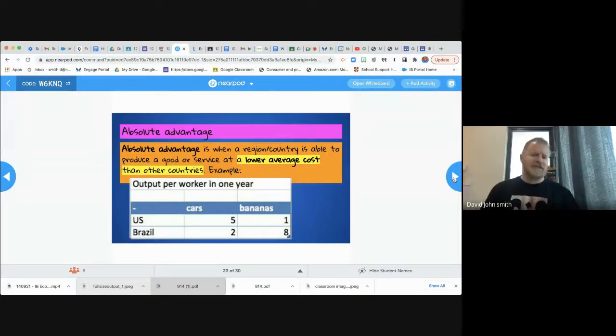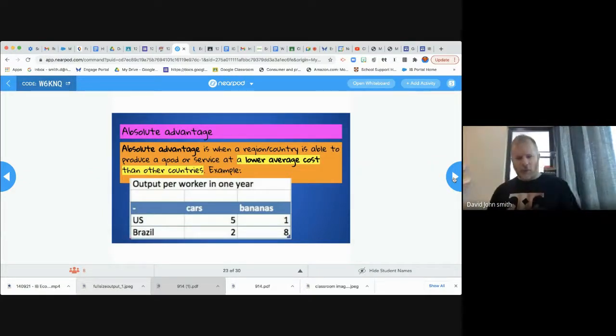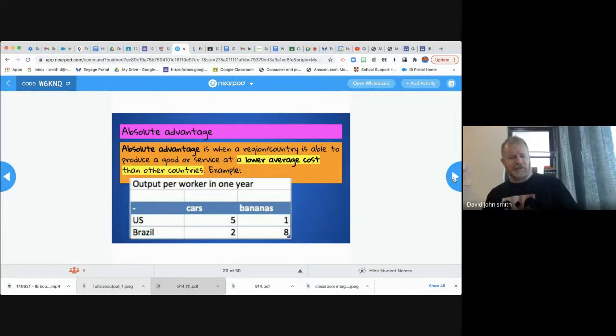An absolute advantage is when you are able to produce absolutely more of a product than another country, okay? So you have a lower average cost than the other countries. You are able to produce more of that product, right? So the US has an output per worker of 5 cars to Brazil's 2. So therefore, the US can produce absolutely more cars than Brazil can.